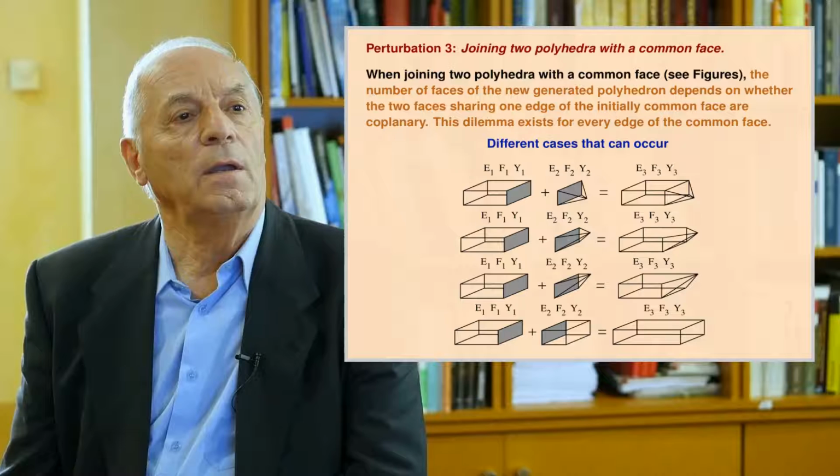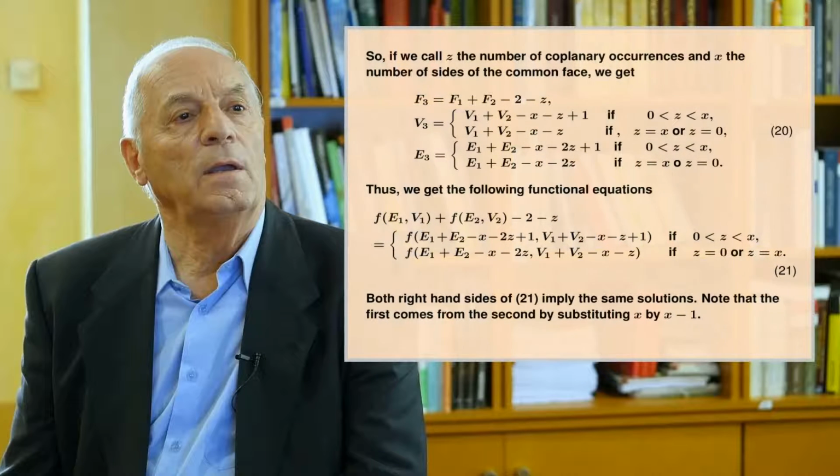When joining two polyhedra with a common face, as illustrated in the figures, the number of faces of the new generated polyhedron depends on whether the two faces sharing one edge of the initially common face are coplanary. This dilemma exists for every edge of the common face. So, if we call C the number of coplanary occurrences and X the number of sides of the common face, we get expressions 20 for the number of faces, vertices and edges of the resulting polyhedron, which lead to the functional equations given in 21.